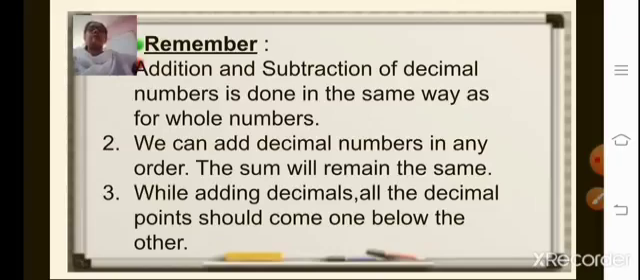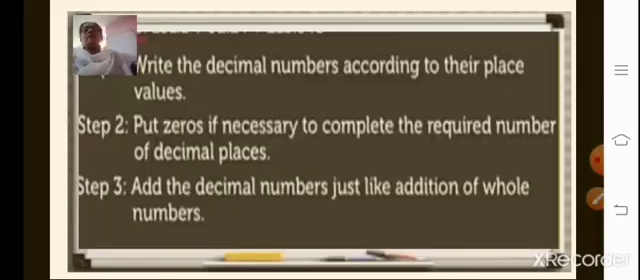Okay. Now there are some steps which you have to follow while adding decimal numbers. First, write the decimal numbers according to their place values, that is write one below the other. The second step is to put zeros if necessary, that is to complete the required number of decimal places. And step 3 is to add the decimal numbers just like addition of whole numbers.